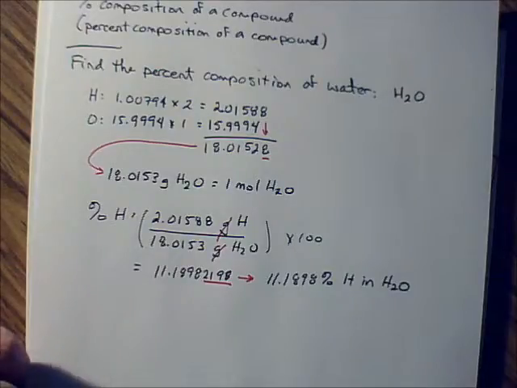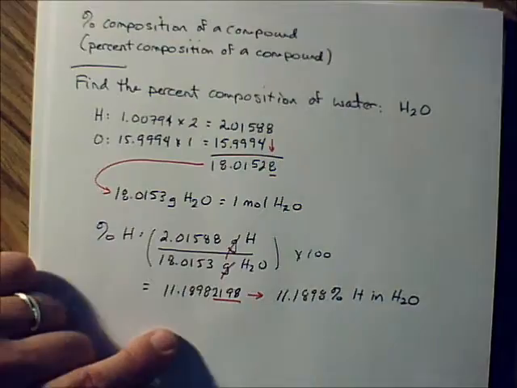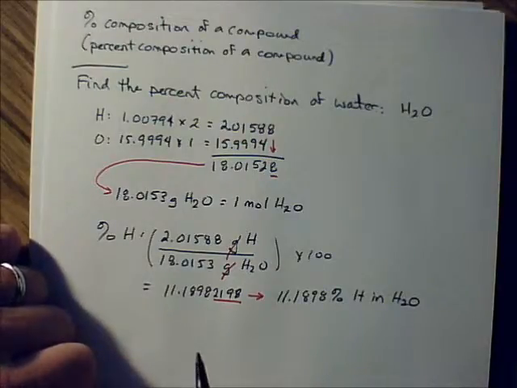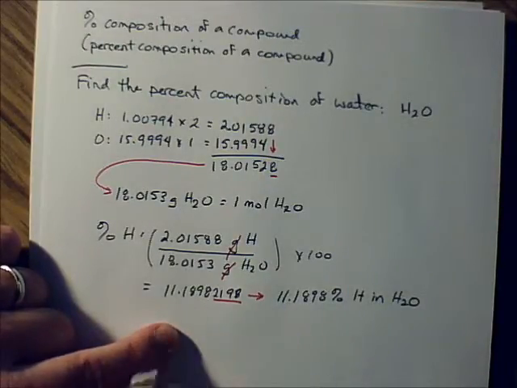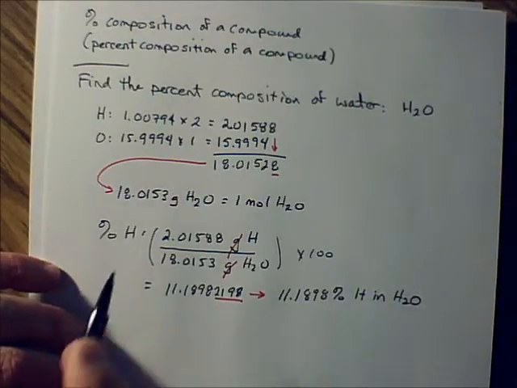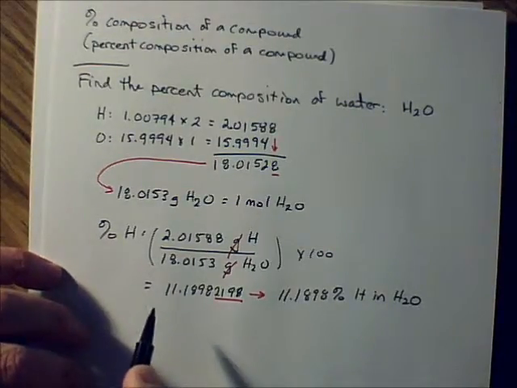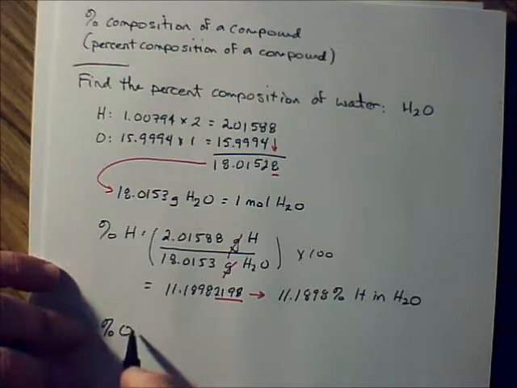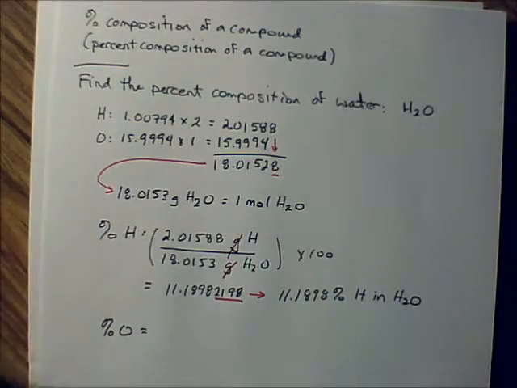Okay. You did the 18.0153. Both of them have 6 digits, so it's the same. So I want our final answer to have 6 digits. All right, now, this is the first half of the problem. The other half is we have to find the percent oxygen. And it's done exactly the same way. So can you find the percent oxygen in water?